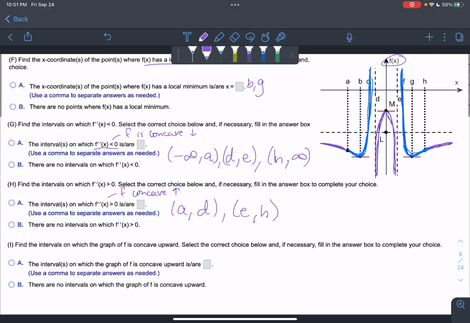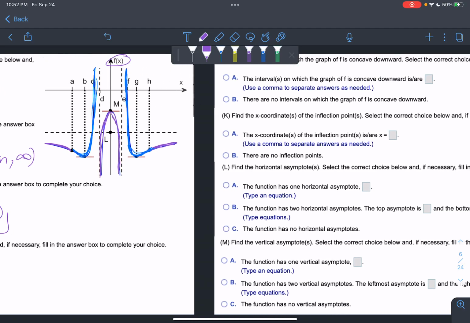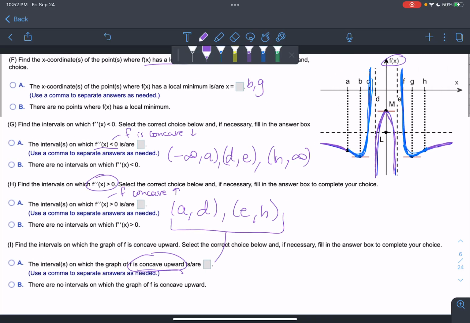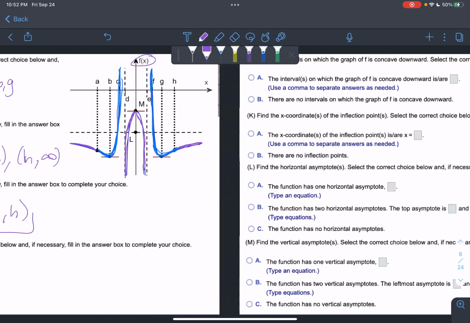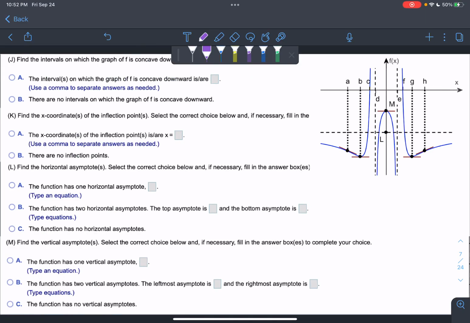So they want to know when the graph is concave upward. So we just found that in this part before it, right? So again, I guess just drawing the connection between f double prime being positive and f being concave up. That's why they're making you rewrite it, I suppose. But anyway, you can just copy those down. And then I imagine the next one, yep, it says concave downward. So that's where we found this right here, right? Because these two are the same. So we have the intervals from that question, negative infinity to A, D to E, and G to infinity.